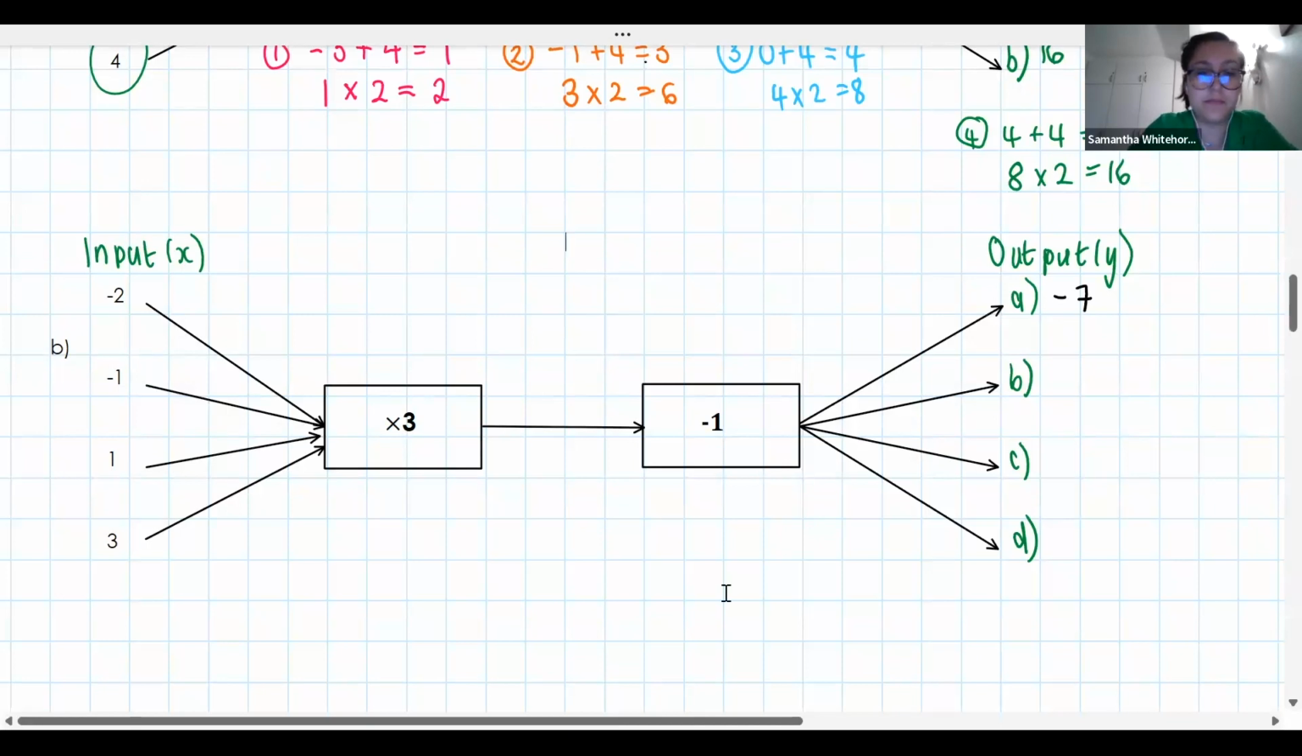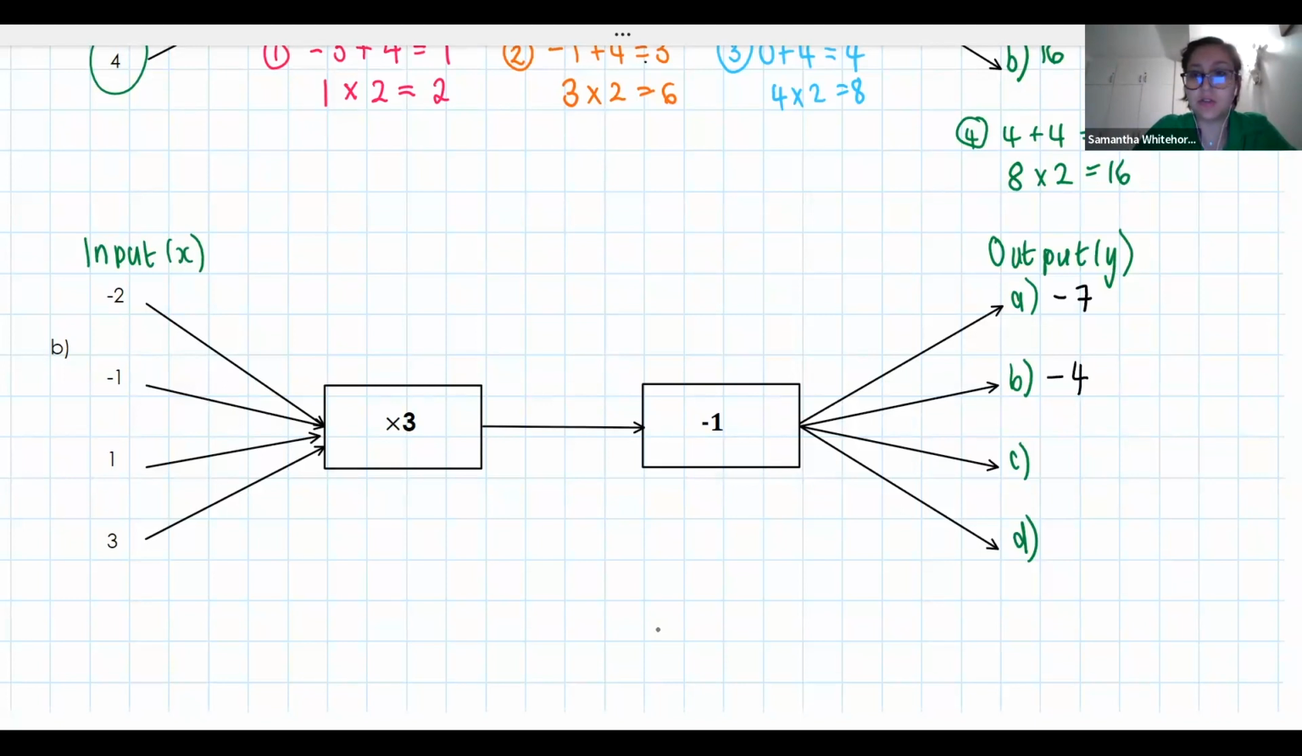For B, I said -1 times 3, then give me -3. Then I said -3 minus 1, give me -4. Perfect. Well done. So guys, again, we need to be careful of those signs, but exactly, we get -4.